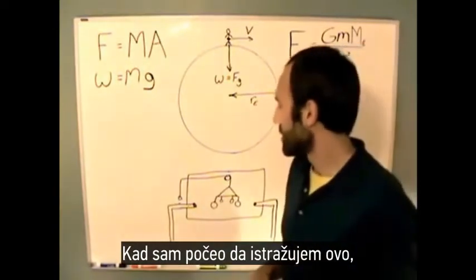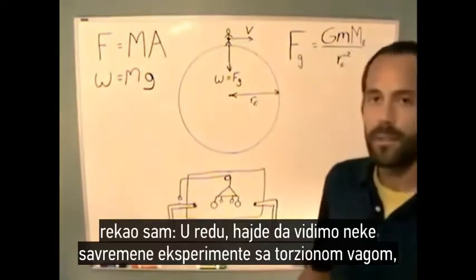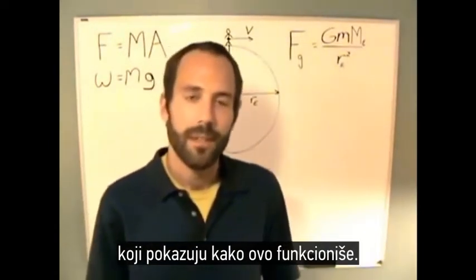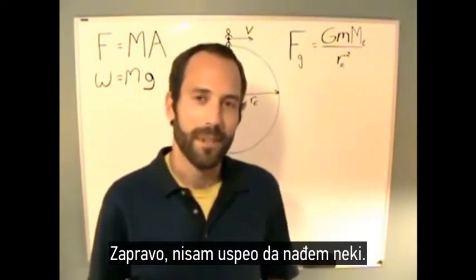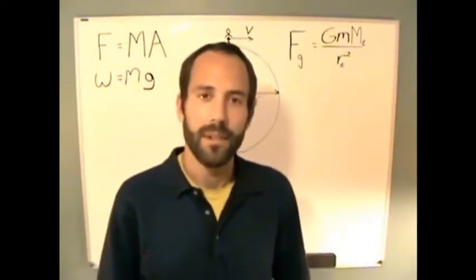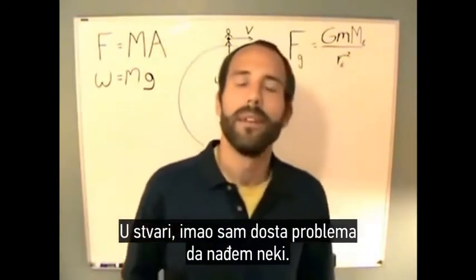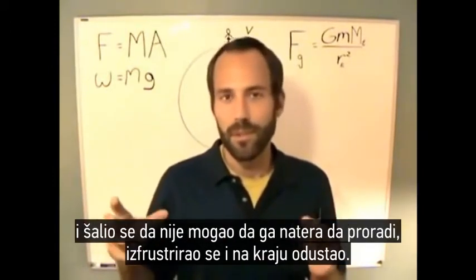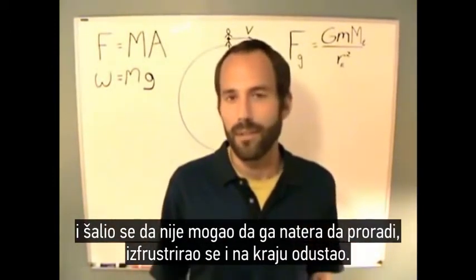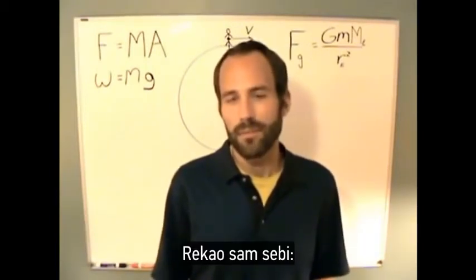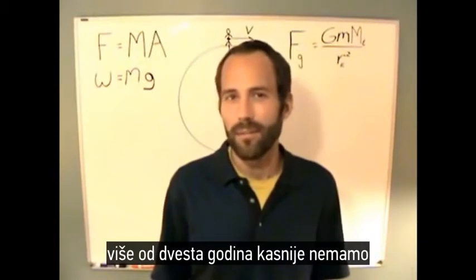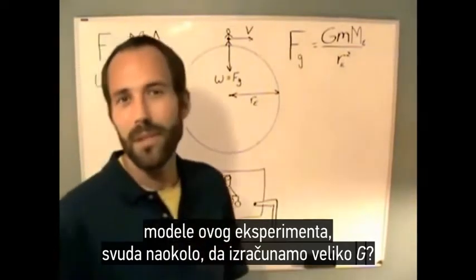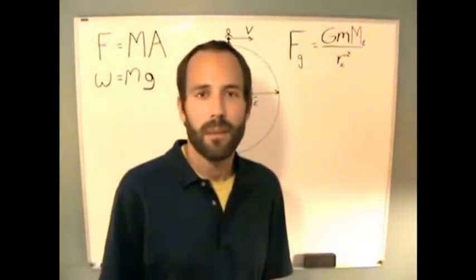Well, when I started researching this, I said, okay, let's see some examples of a modern day torsion rod experiment that somebody's built that shows how this works. Well, I couldn't really find one. I actually had a lot of trouble finding one. One of the physics professors that was praising him had a little model that he held up and was joking that his TA couldn't get it to work and got frustrated with it and gave up. And I'm thinking to myself, over 200 years later, we don't have models of this, or repeats of this experiment all over the place that determine big G. It didn't make much sense to me.